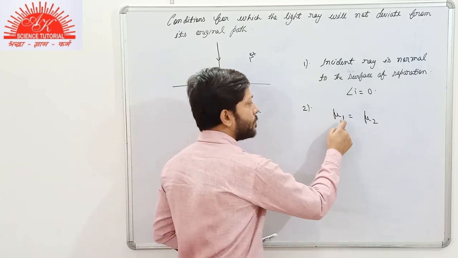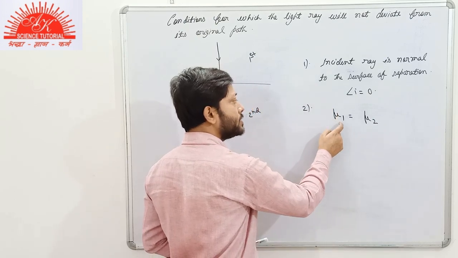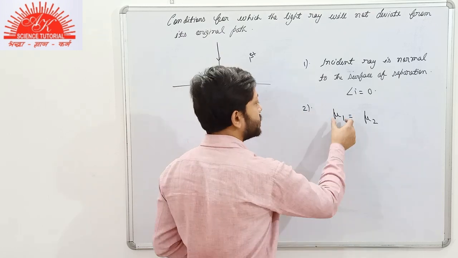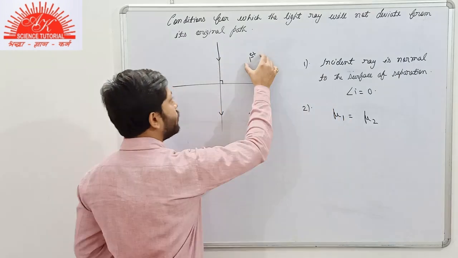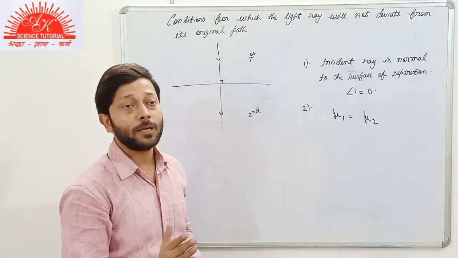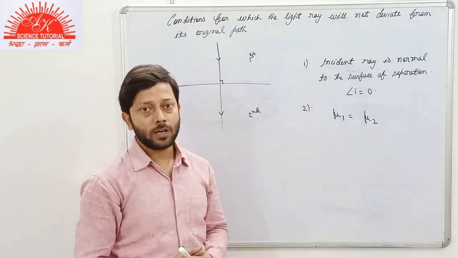I wrote it over here, mu1. It must be very clear to you. No medium is mentioned here. It means that the refractive index here is the absolute refractive index. So if the absolute refractive index of the first medium is equal to the absolute refractive index of the second medium, then also there will be no deviation in the path of the light ray.